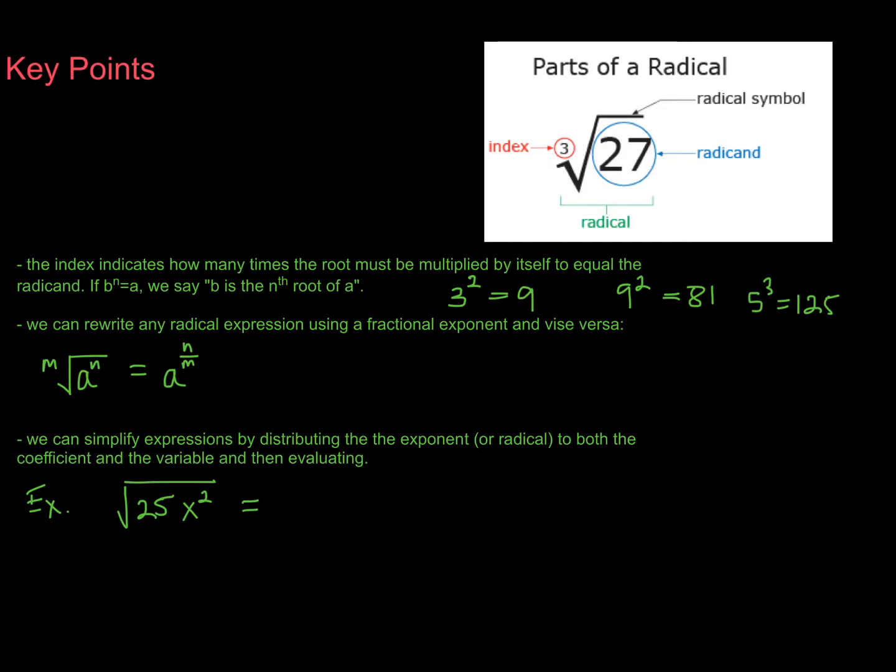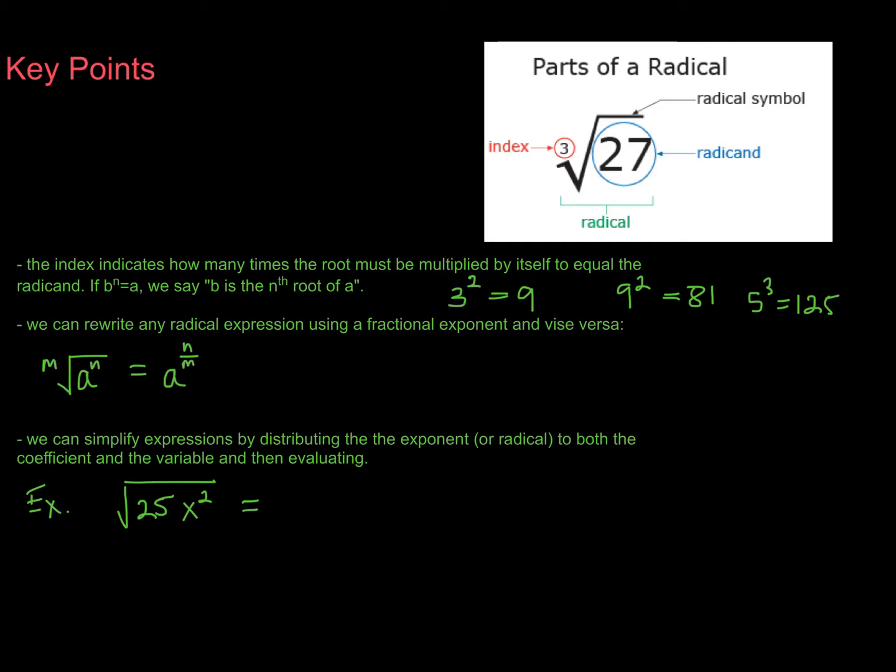So if I am taking the mth root of some number, or some variable a, to the nth power, I know there's a lot of variables here, it'll make sense in a second, then I can rewrite this as a to the n over m power.